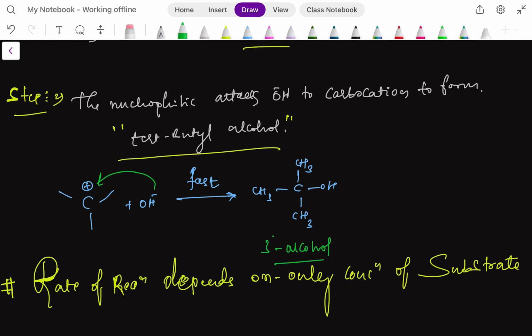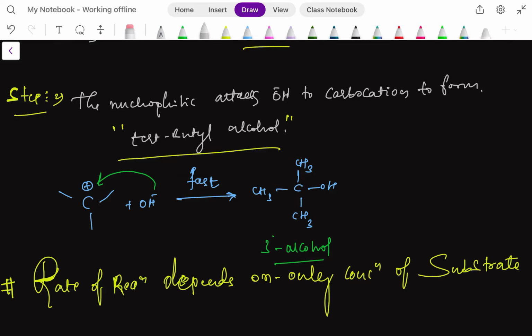I hope this much is clear. There are two steps. One is the formation of the carbocation. The second step is the formation of the bond between the nucleophile and the substrate, that is R-Nu, also you can mention. Here the tertiary carbocation is combining with OH. This is how the second step is involved.